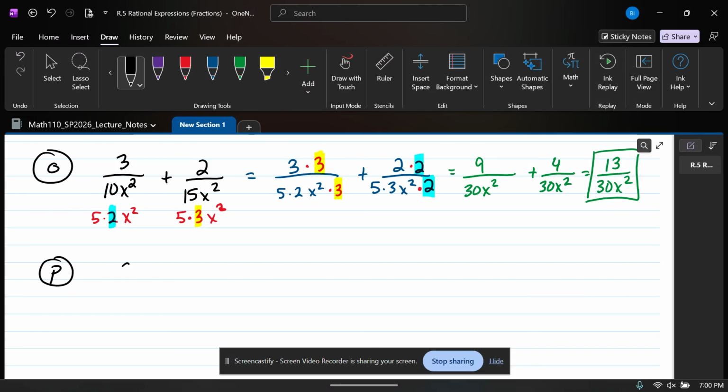Now, let's do this one: 3 over 7 minus 6 over 14x squared. It looks a lot the same, but there's a major difference here. The x squared is not on both of them. It's only on one of them. To be part of a common denominator, it's got to be on both of them, right? If I'm going to have a common denominator, it's got to have the same stuff on the bottom. The first fraction just has a 7. 7's prime. There's not anything else there. The 14 is really 7 times 2, right?